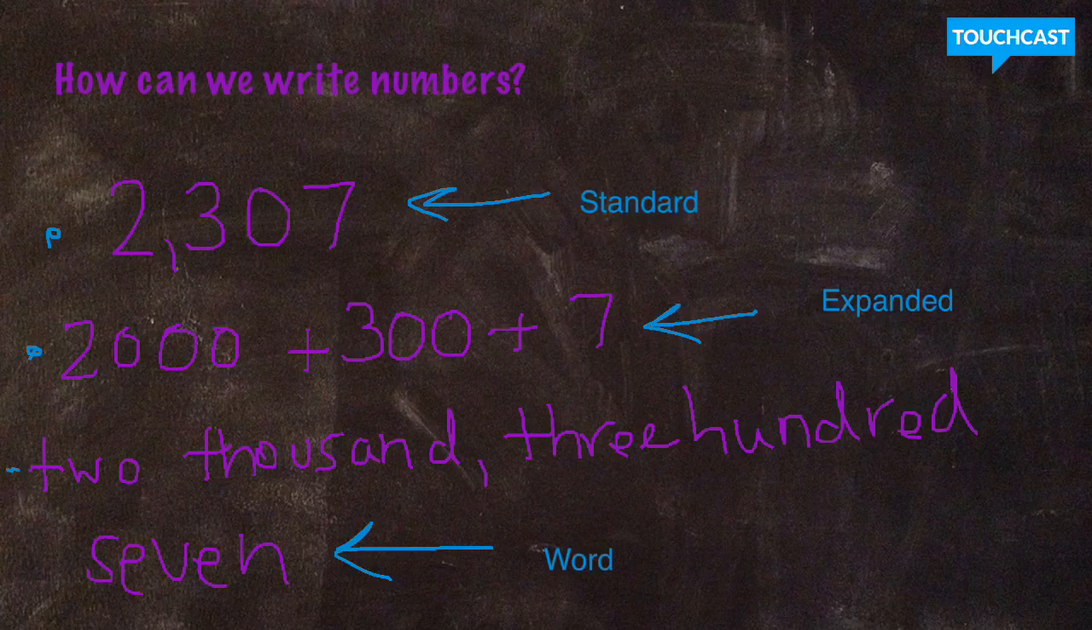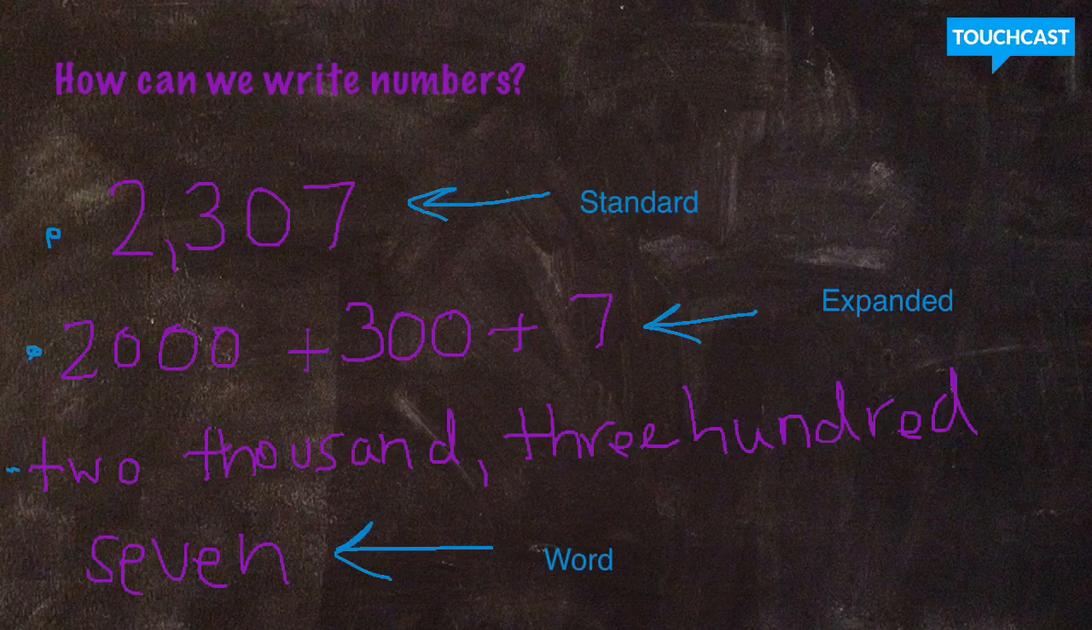Hopefully you took a second to pause the video and try to retrieve those names from your memory. The three different ways in which we've discussed that you can write numbers is standard form, which is the very top example. The number is 2,307, written the way we typically or normally write numbers.